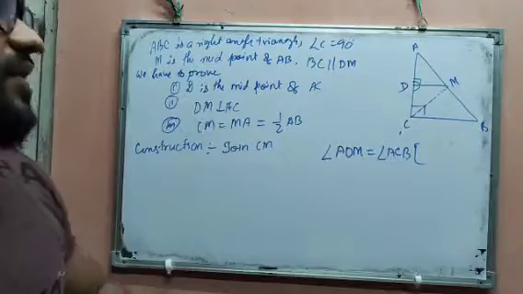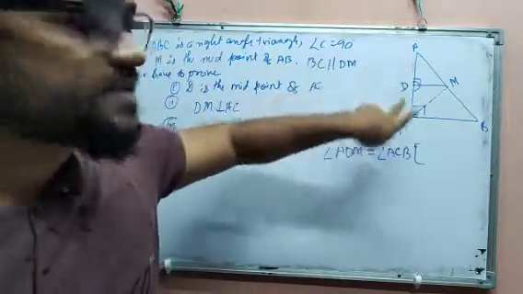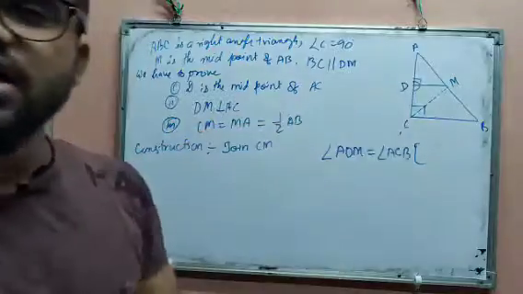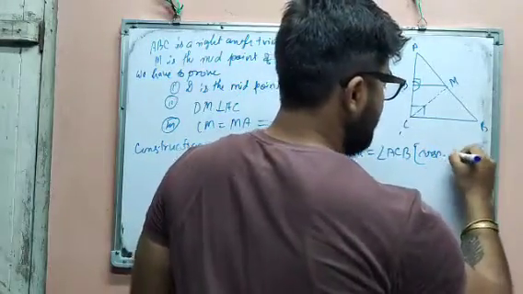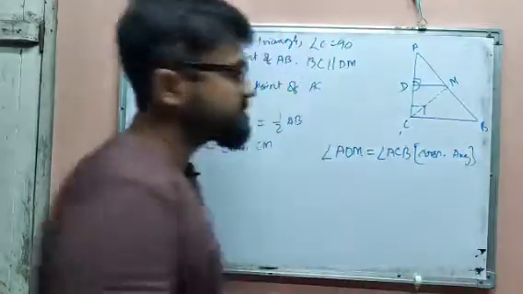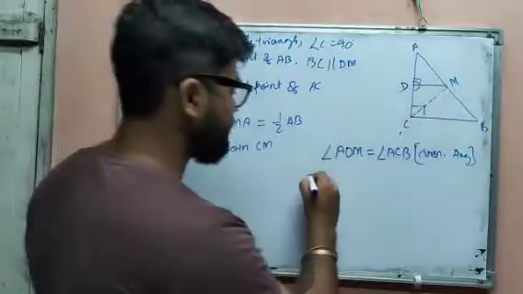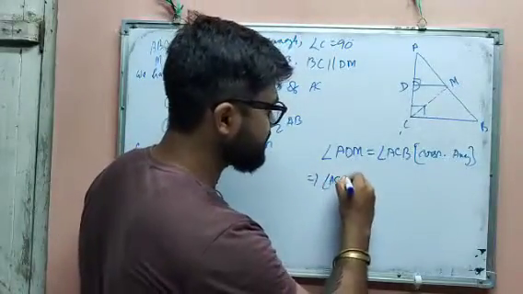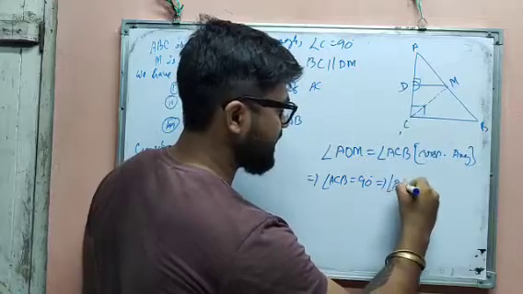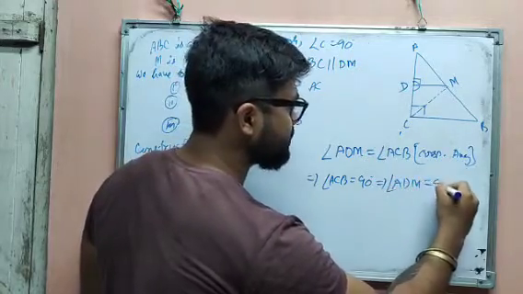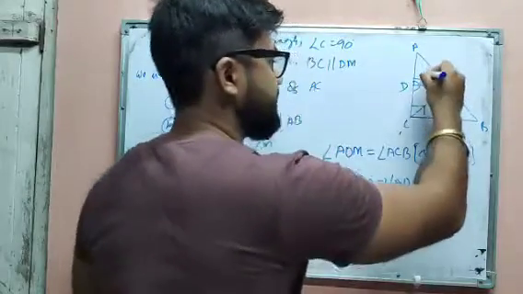Why are these two equal? Because DM is parallel to CB and AC is the transversal, so these two are corresponding angles. As the corresponding angles are equal, and clearly you got the idea that ACB is 90 degrees. Therefore, angle ACB equals 90 degrees. That means angle ADM is also equal to 90 degrees.